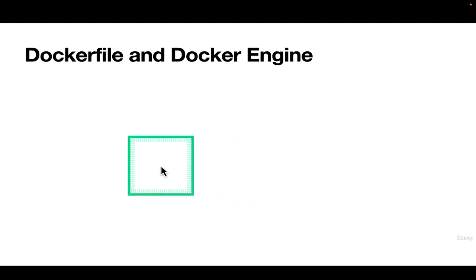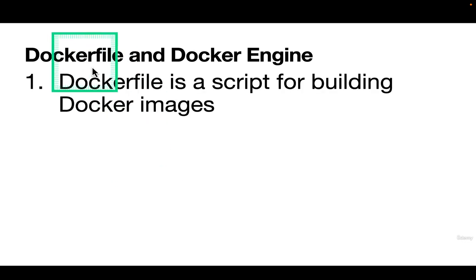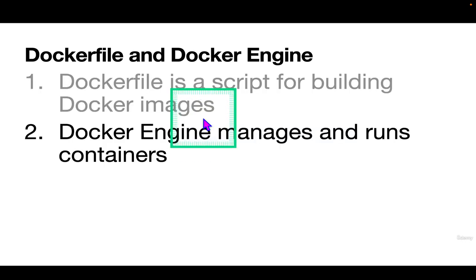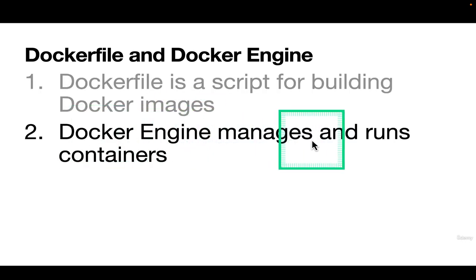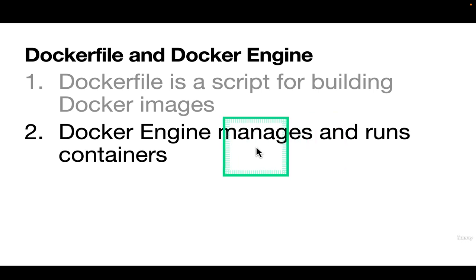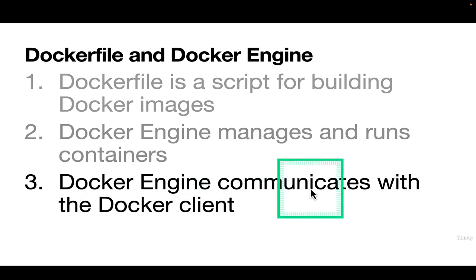Dockerfile and Docker engine. Dockerfile is a script for building Docker images, and it contains instructions for building a Docker image, including the base image, application code, dependencies and configurations. Docker engine manages and runs containers. So the Docker engine is the core component that manages containers, handling tasks like starting, stopping and building images. Docker engine communicates with the Docker client.